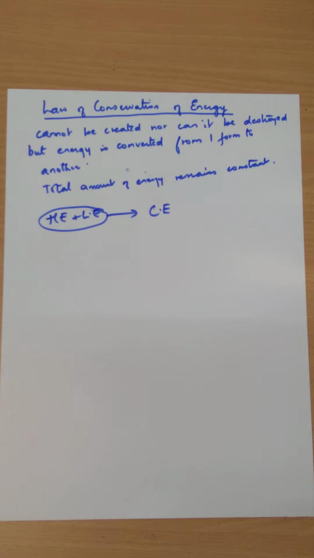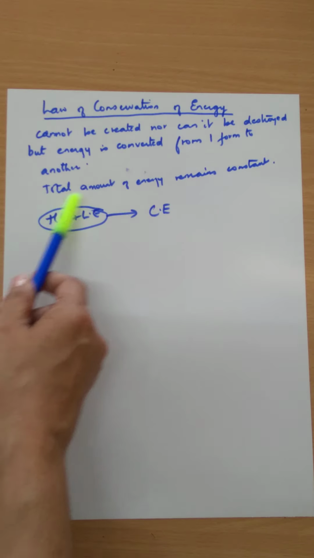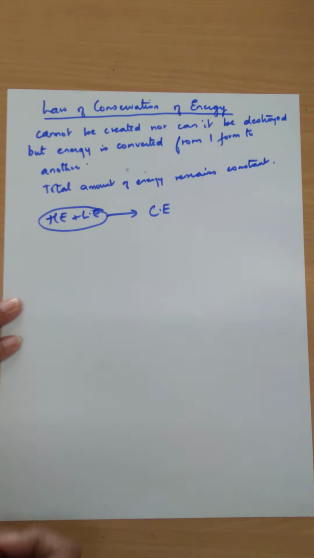Now when you want to put on your tube light, you put on the switch. So here you are converting electrical energy to light energy. When you want to make your iron work, you're converting electrical energy into heat energy. Okay, so you cannot create energy, nor can you destroy energy, but you can convert energy from one form to another form. And the total amount of energy remains constant.